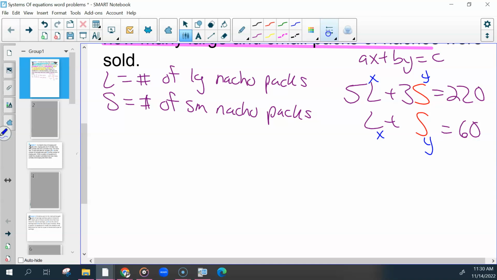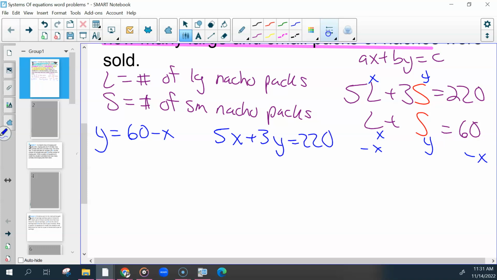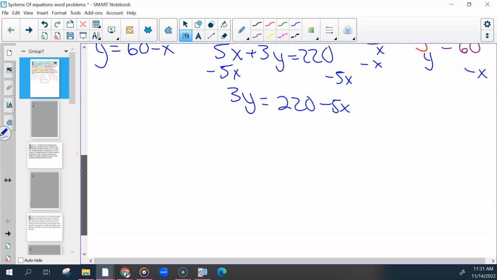This second one is easy because we just have to subtract. We would be subtracting x on both sides so that we get y by itself. But then we would also need to do the same thing to the other one. Get y by itself. Subtract 5x on both sides. And divide everything by 3.